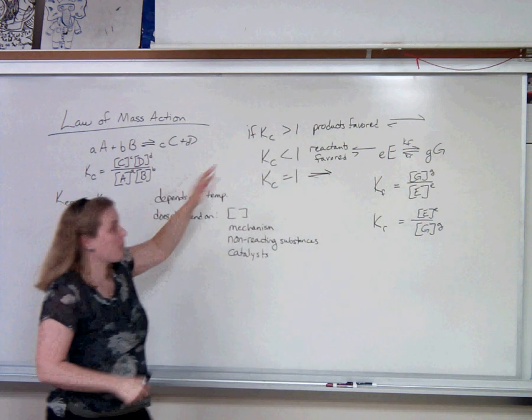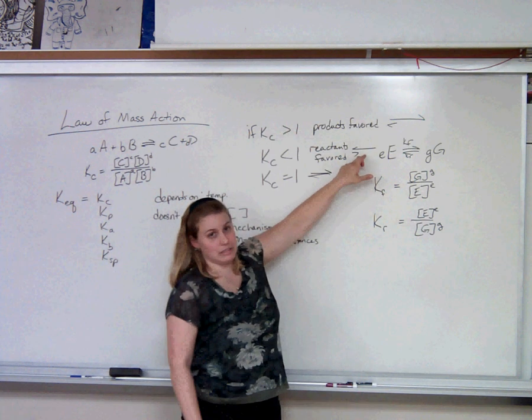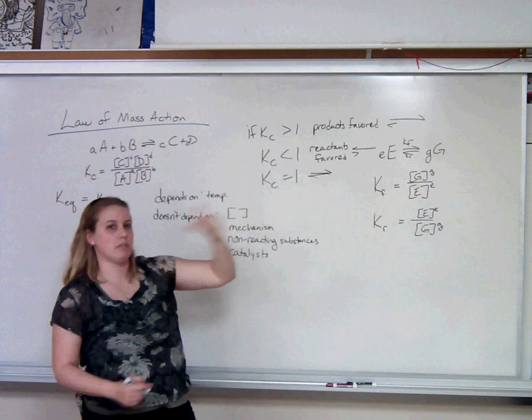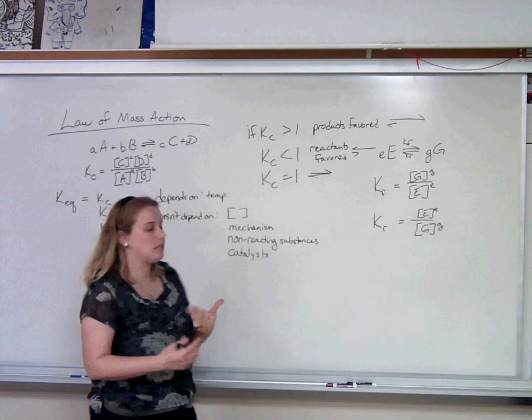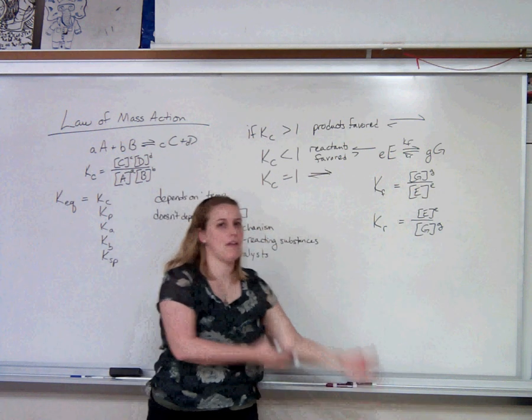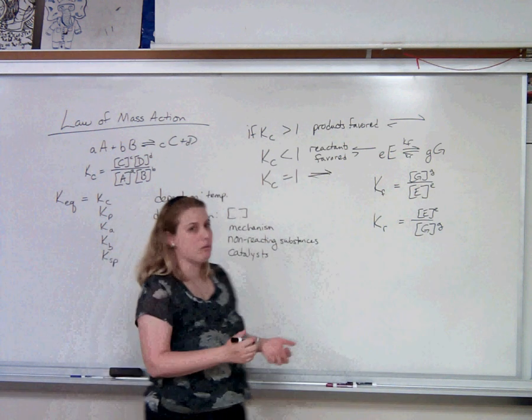Again, the rate of these arrows is exactly the same, whether it's product favor, reactant favor, whatever. The rate at which products move to reactants and reactants move to products is the same. This just tells you how much of my products I'm going to have relative to how much of my reactants I'm going to have at equilibrium.